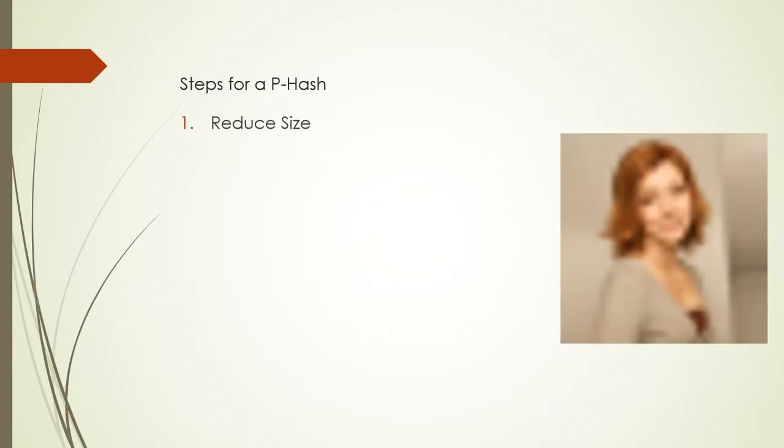To pHash, the very first thing that we're going to do is reduce the size to 32 by 32. As you can see on the right, that's not just 32 pixels. I just took the 32 by 32 image and enlarged it so that you would be able to see a lot better. The reason why we reduce the size is to make it a lot smaller, to be able to run the DCT algorithm through it a lot cleaner.